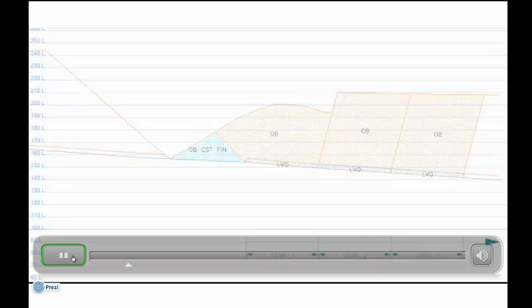So in this particular example, we have the blast going off, then a bit of dozing, then the dragline comes on and will dig its key. In this case it's an extended key, so the in-pit bench will be a little bit higher. They'll doze that material off. The dragline will then go up onto the in-pit bench and start removing its blocks pass, putting it into final spoil.